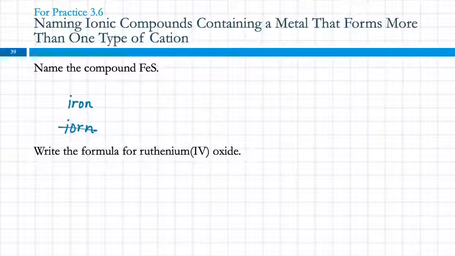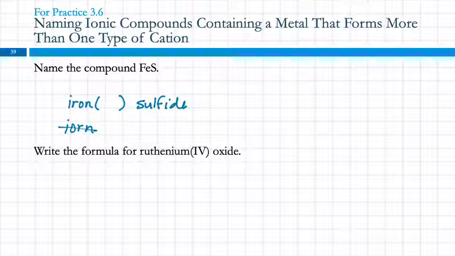Is that in group 1A, 2A, 3A, zinc, or silver? No. It needs a Roman numeral. So, parentheses. And then S, we would name it sulfur. We call it sulfide. So this is iron something sulfide.